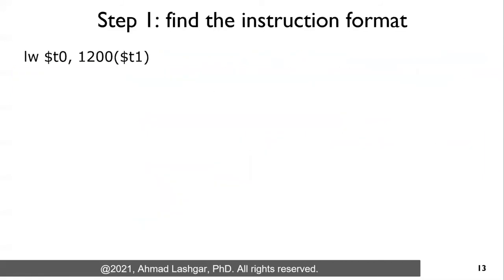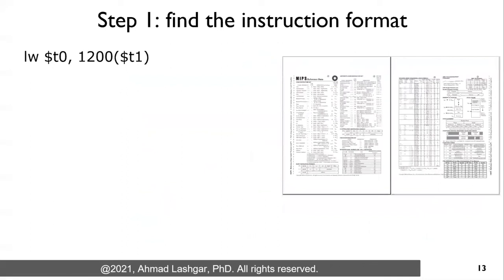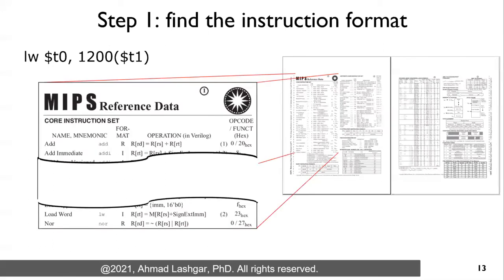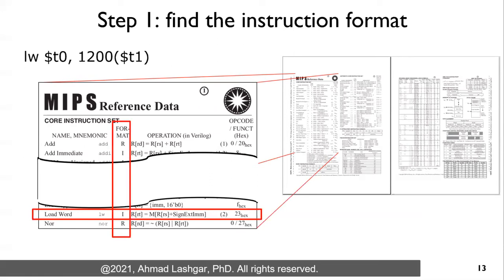Step 1, finding the instruction format. We find the instruction format by looking at the MIPS reference data manual. It is a 2-sheet document that lists all the codes for all assembly instructions, mnemonic registers, and everything we need for generating machine binary. The first column of the first sheet lists the instruction formats of all instructions. Find the row that the instruction is at and find the column under format. The intersection there indicates the format.